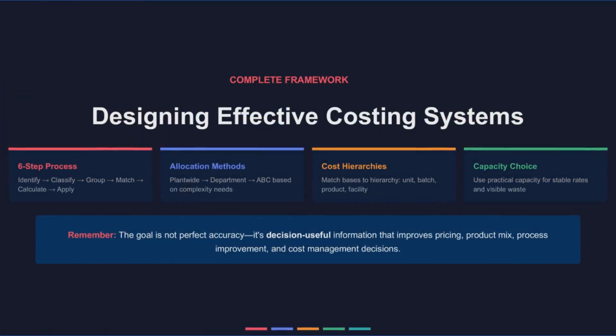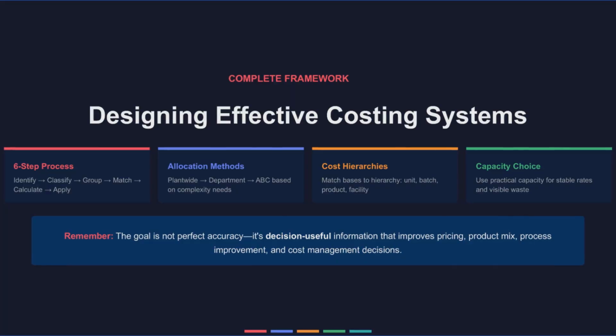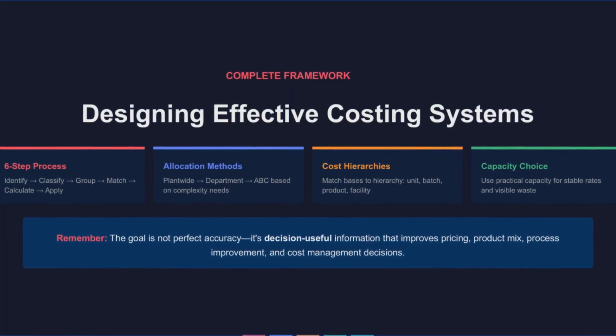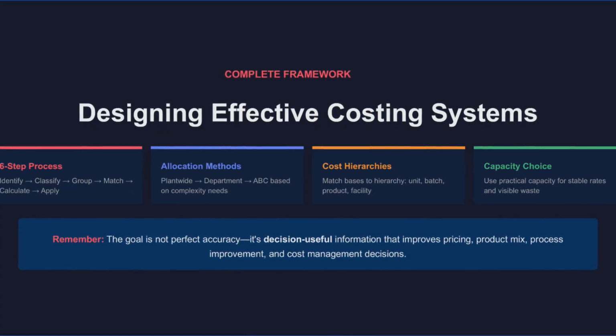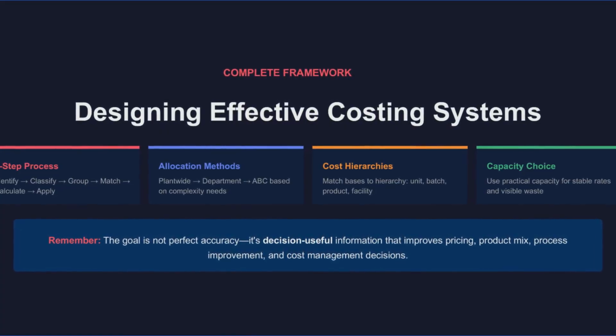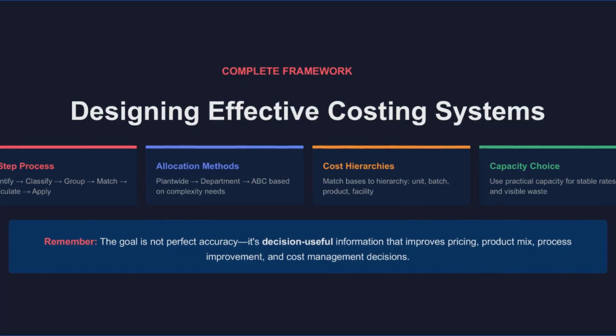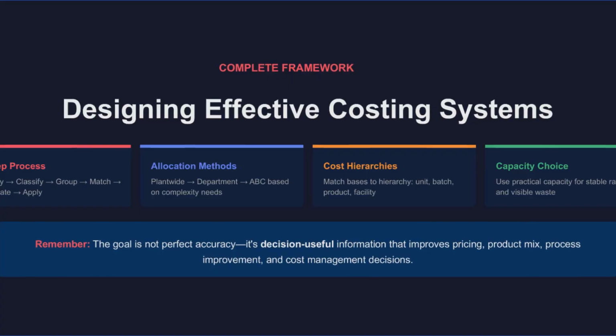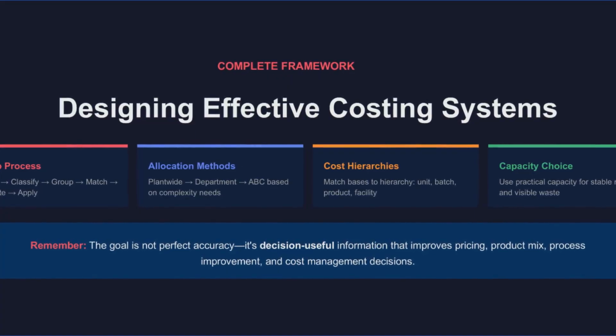In this final framework, integrate a 6-step process with allocation methods, cost hierarchies, and capacity choice. Emphasize decision-useful information over perfect accuracy, using visual cues from colored boxes and progress indicators to design effective costing systems that support informed pricing and strategic improvements consistently.